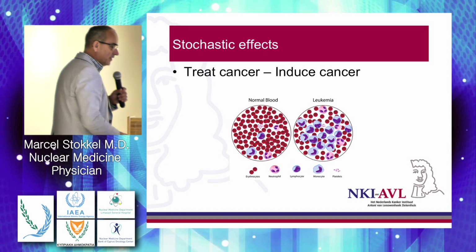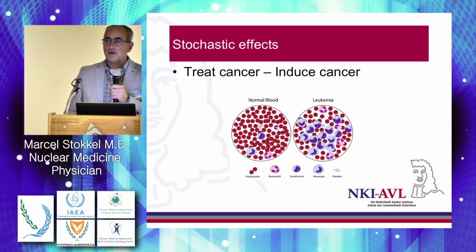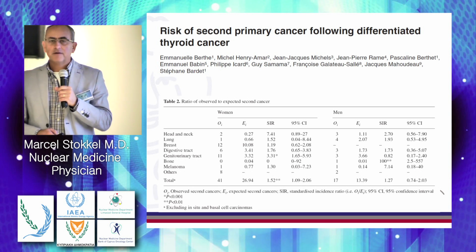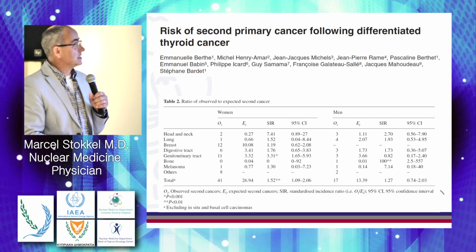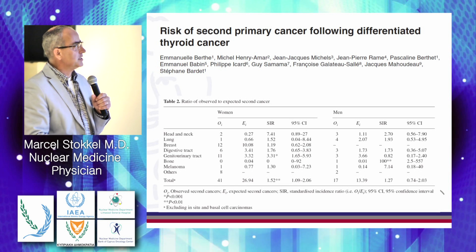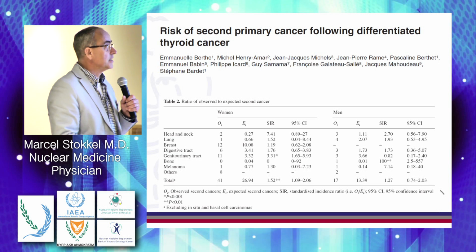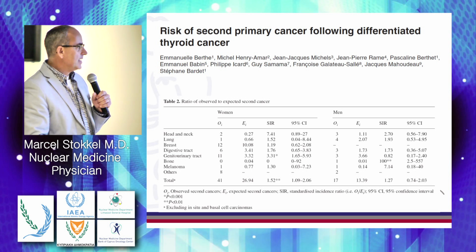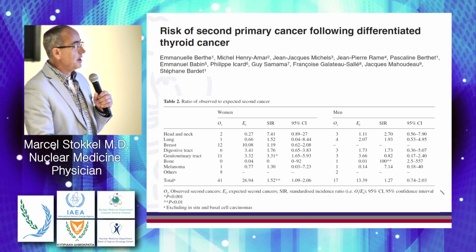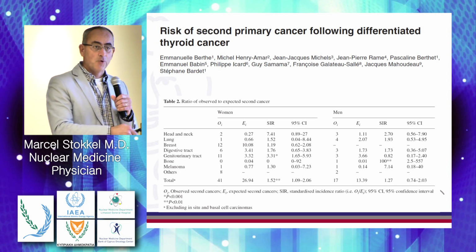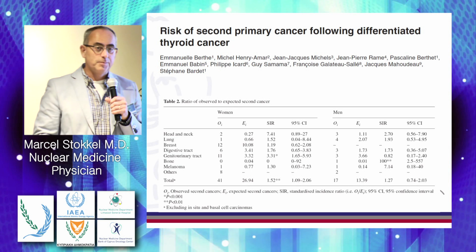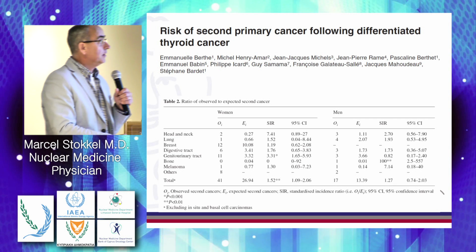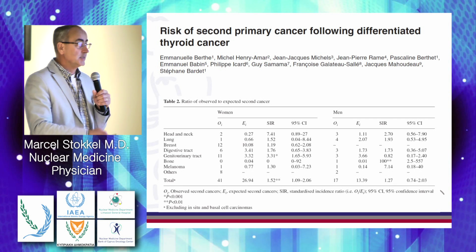But what do we really know from the data in literature about the induction of cancer? Many papers have appeared over the past years dealing with this topic. And I think this was one of the first studies, the risk of second primary cancer following differentiated thyroid cancer. And when you have a very close look at this table, there was a difference between women and men. I told you why it's important to make the difference and not put it in one whole group. There are differences in sensitivity between men and women in relation to radiation or side effects.